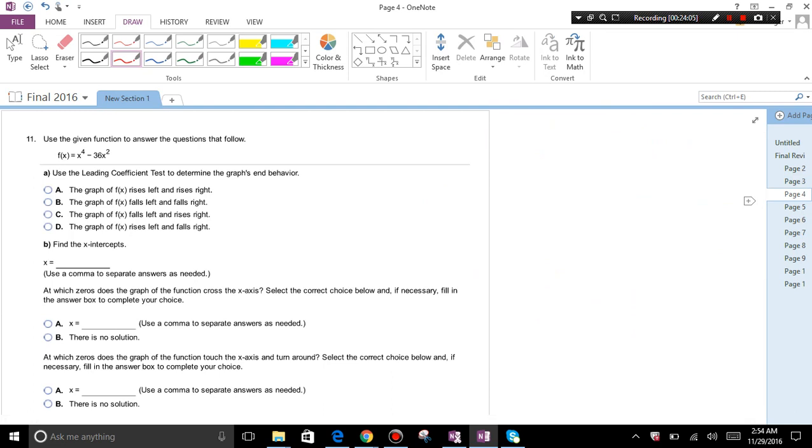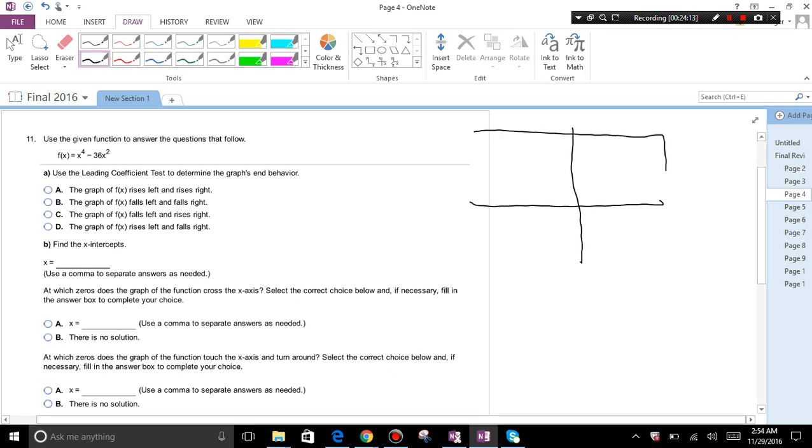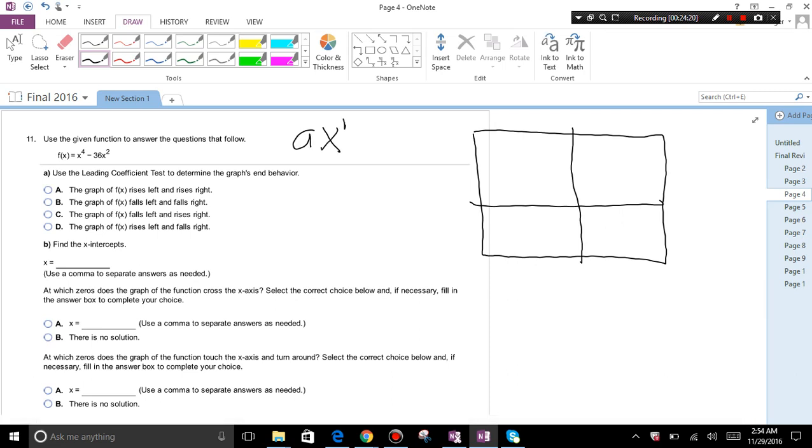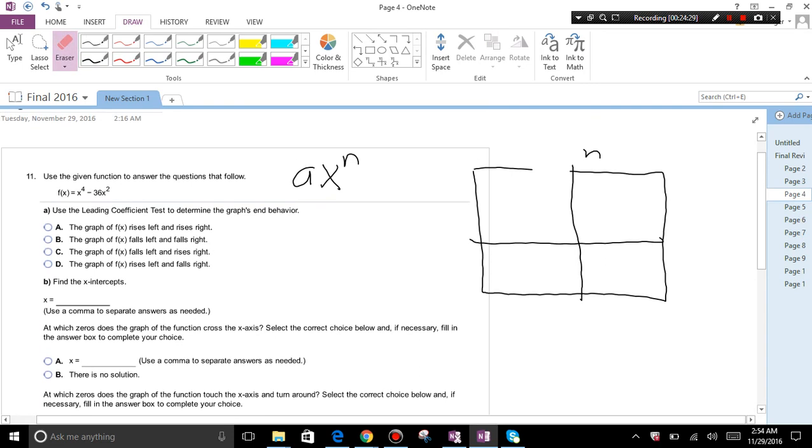Number 11, it talks about end behavior. And so we said before, let's get this chart together. If you look at the leading coefficient, the leading coefficient is where the highest power is. And so if n is positive, n is either going to be even or odd. And the coefficient A is either going to be positive or negative.